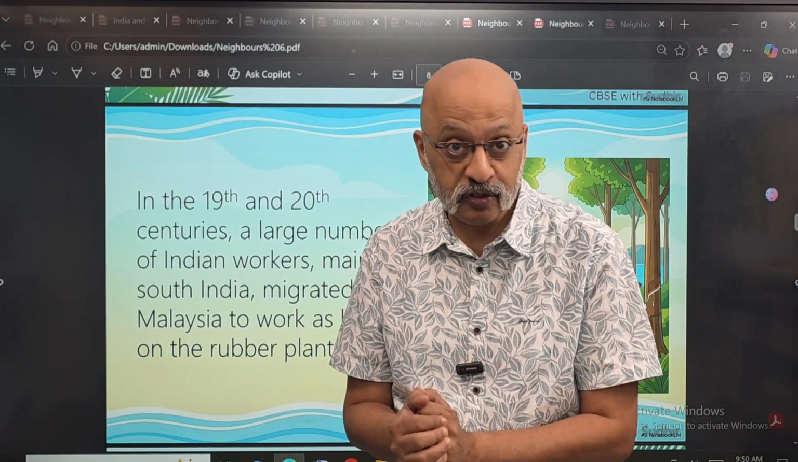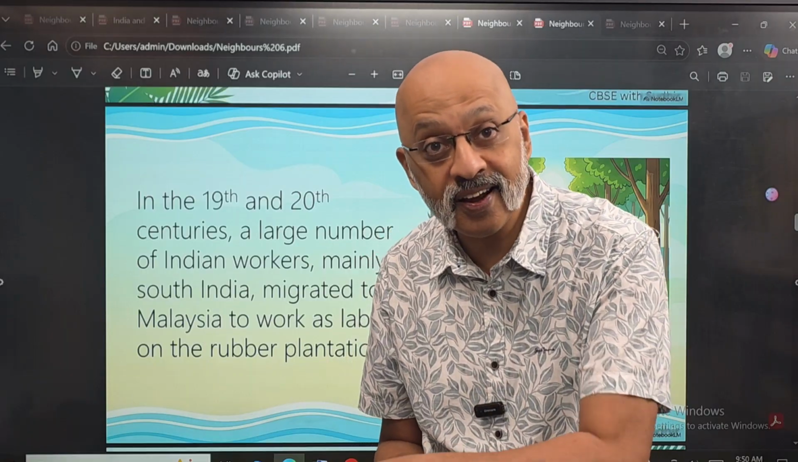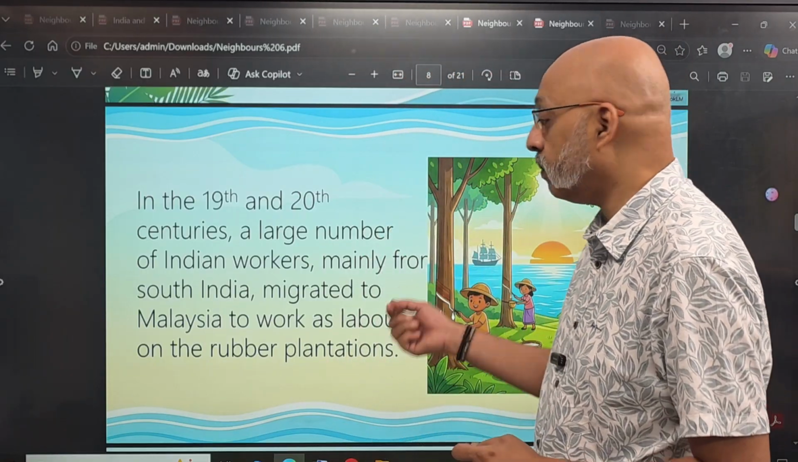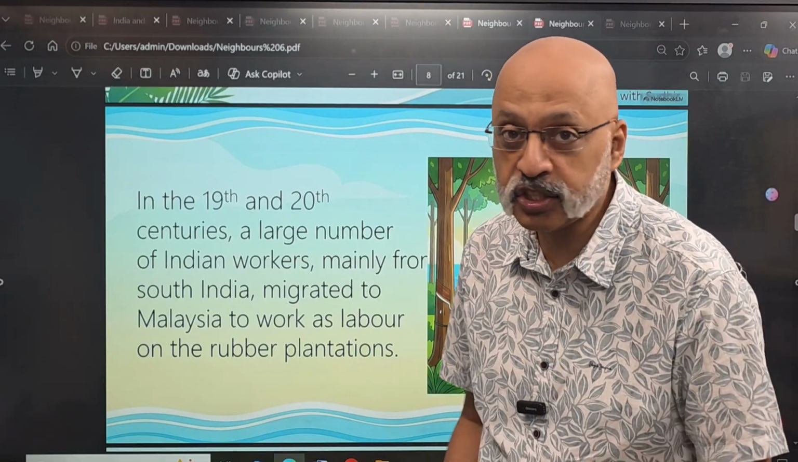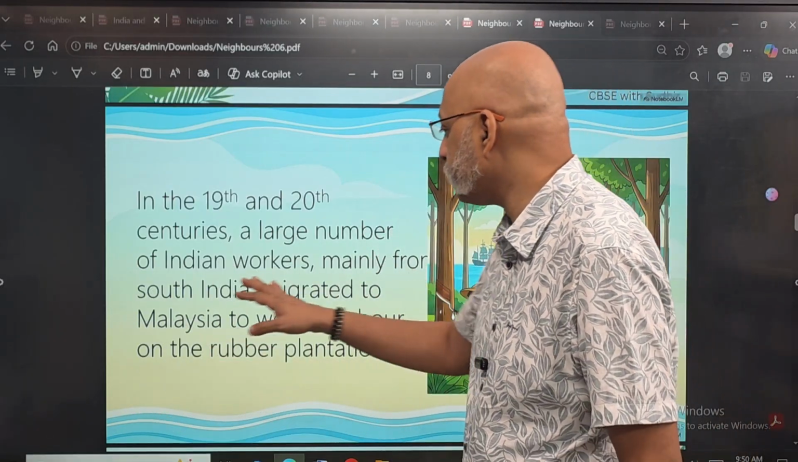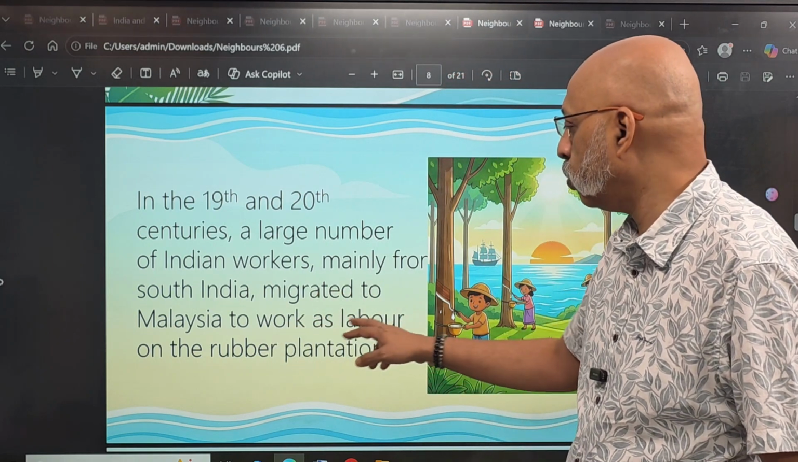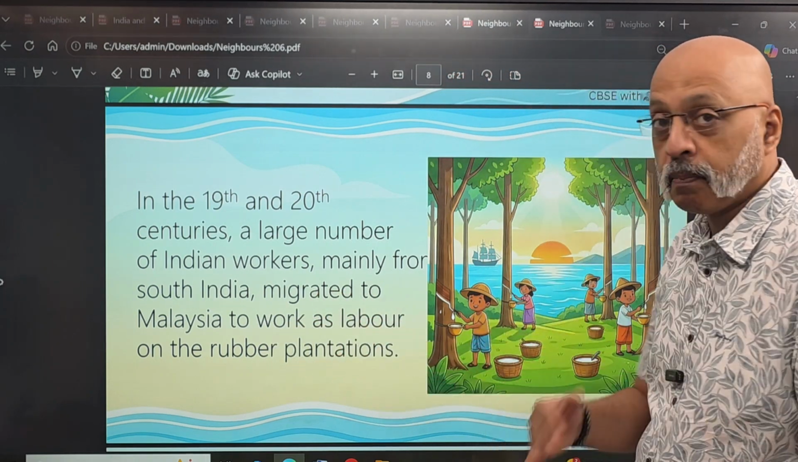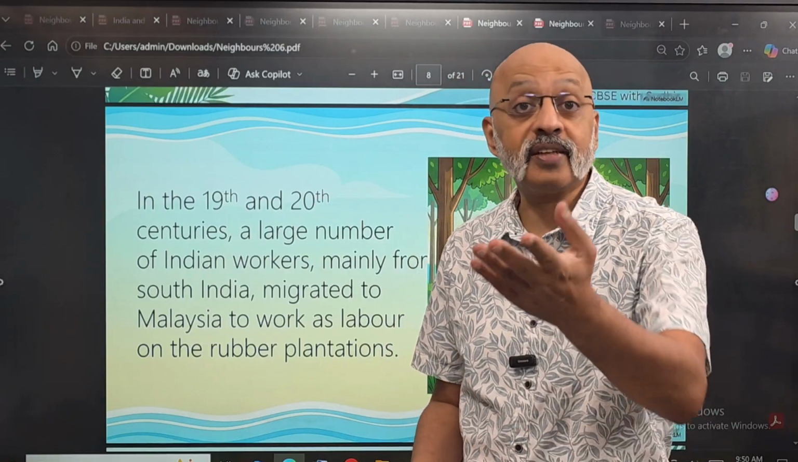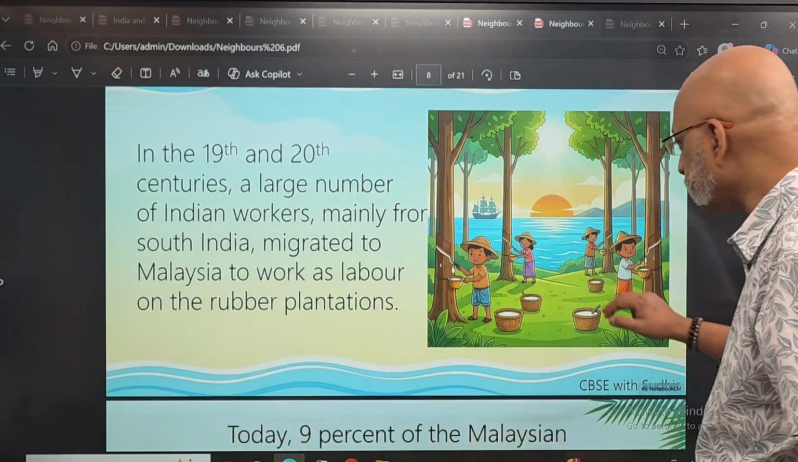Jananayagan's audio launch of Vijay was actually held in Malaysia, right? That's the reason. So when Rajnikant goes to Malaysia, he's a big hero in Malaysia. They migrated mainly from South India to Malaysia to work as labor on the rubber plantations that you find a lot in Kerala, in districts like Kottayam, right?